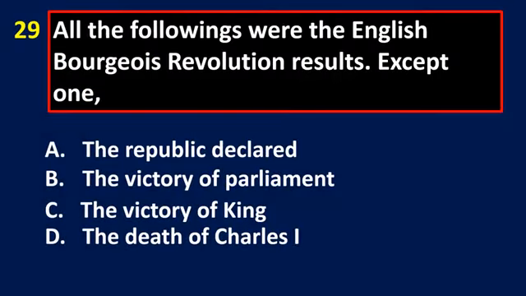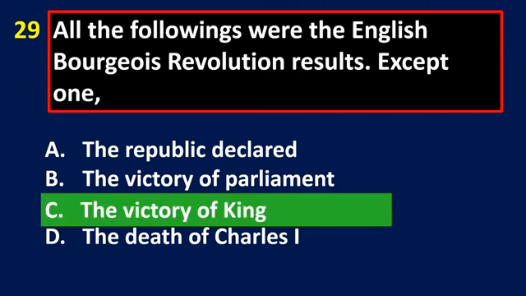29. All the following were English bourgeois revolution results, except one. A. The Republic declared, B. The victory of Parliament, C. The victory of King, D. The death of Charles I. The answer is C. The victory of King.